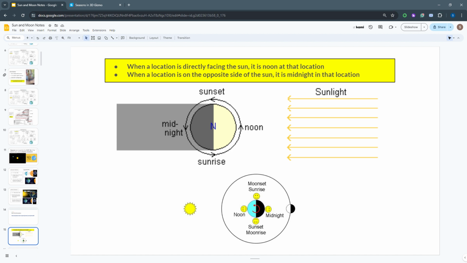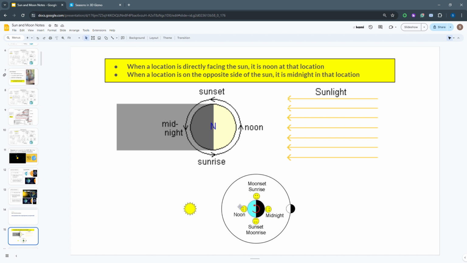When a location is actually directly facing the sun, right here, that would be noon for us. And kind of like this, if this was you and you're in a location of the earth that's directly facing the sun, you're experiencing noon, 12 p.m. And when you're in a location on earth that's completely opposite of the sun, you're experiencing midnight.